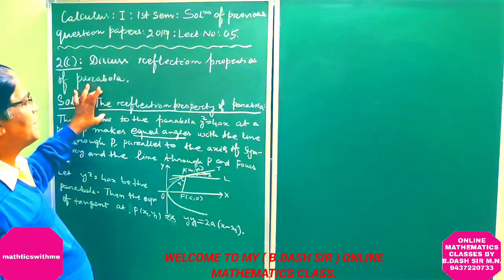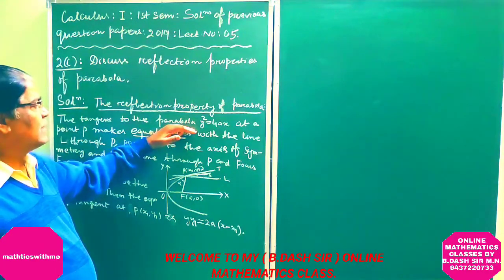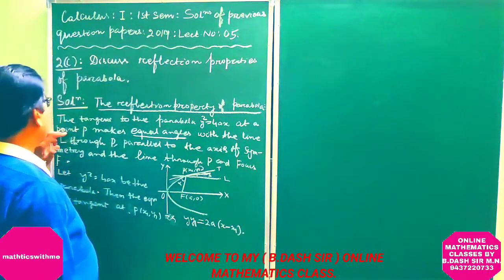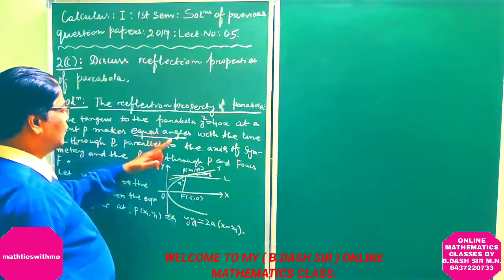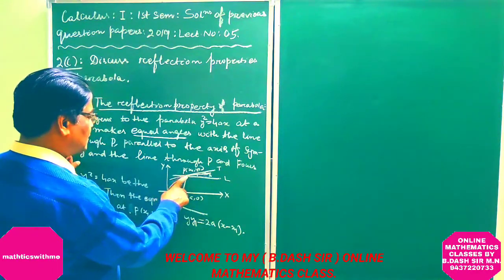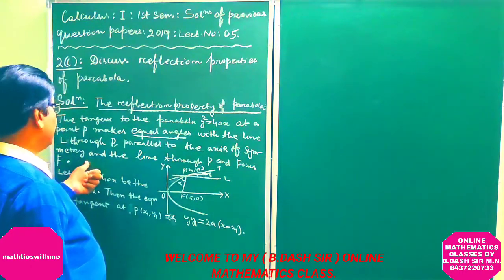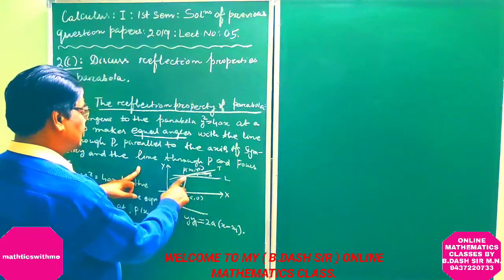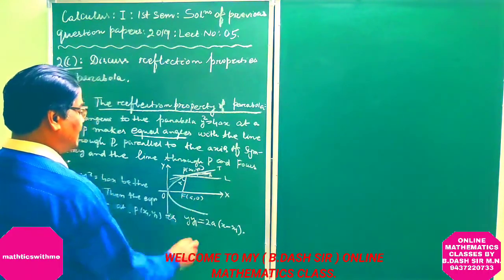The reflection property of a parabola is that the tangent to the parabola y square is equal to 4x, this is the parabola I have taken here, at the point P, this is P of x1, y1, makes equal angles with the line L, which passes through the point P parallel to the x-axis, parallel to the axis of symmetry, and the line through P and the focus. This is the line passing through P and the focus. So we have to show that angle alpha is equal to beta.